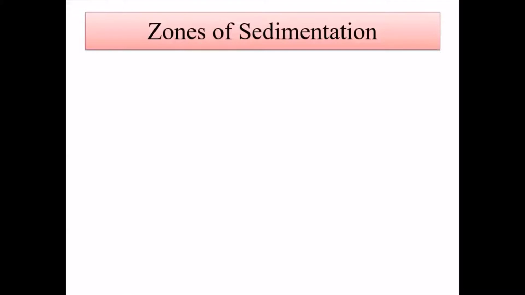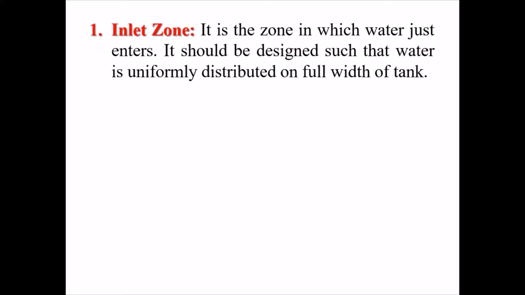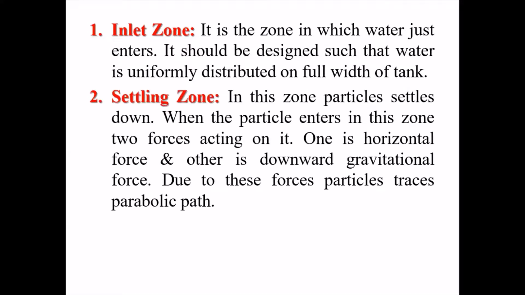Now the different zones of sedimentation. The first is the inlet zone, then the outlet zone, then the settling zone, and the sludge zone. First, the inlet zone: the zone where water just enters the sedimentation tank. It should be designed such that water is uniformly distributed over the full width of the tank. Then the settling zone: in this zone, particles settle down.